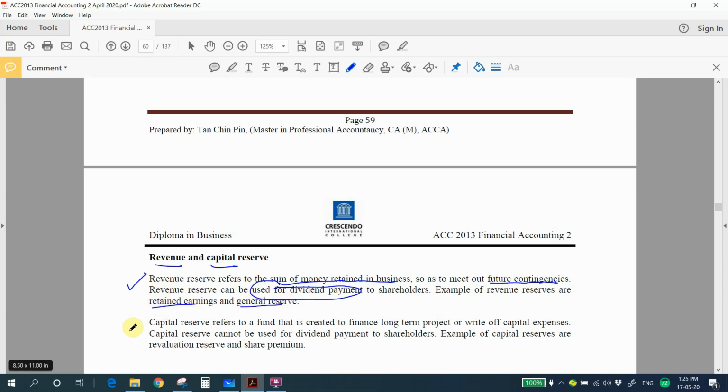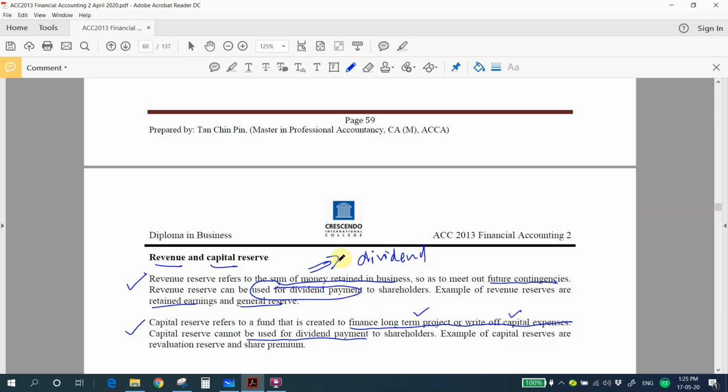The next reserve we call capital reserve. What is capital reserve? Capital reserve refers to a fund that is created to finance long-term projects or write off capital expenses. Capital reserve cannot be used for dividend payment to shareholders. Examples of capital reserve are revaluation reserve and share premium. So in simple words, revenue reserve can be used for dividend payment, and capital reserve cannot be used for dividend payment. Capital reserve is used for long-term project financing and write-off of capital expenses.